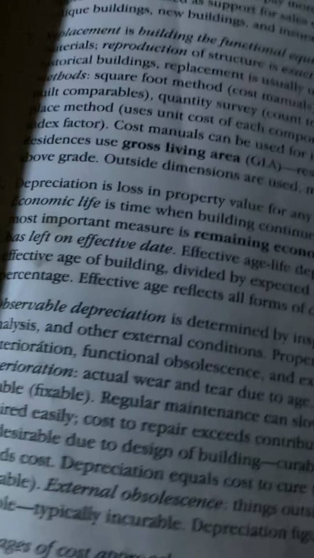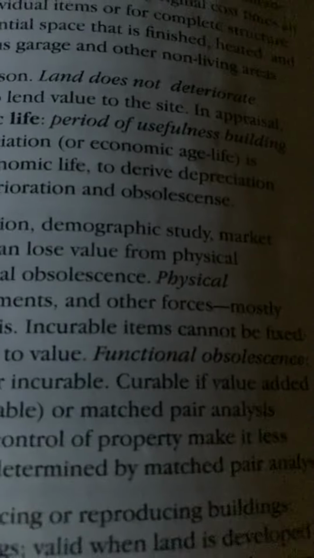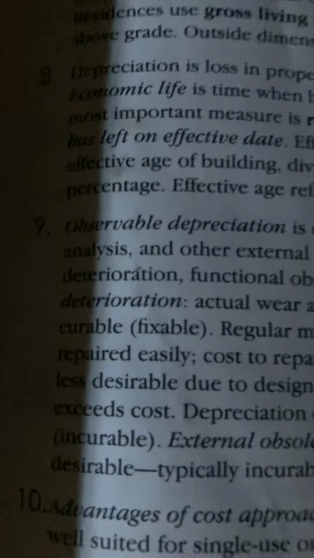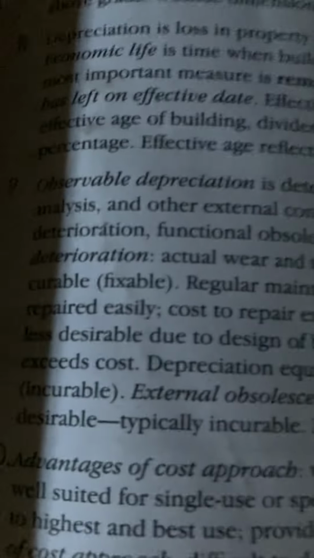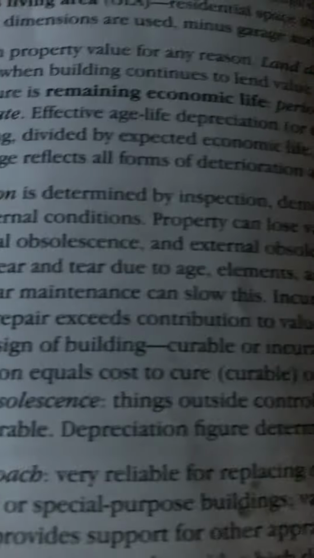Number 9, observable depreciation is determined by inspection, demographic study, market analysis, and other external conditions. Property can lose value from physical deterioration, functional obsolescence, and external obsolescence. Physical deterioration, actual wear and tear due to age, elements, and other forces.